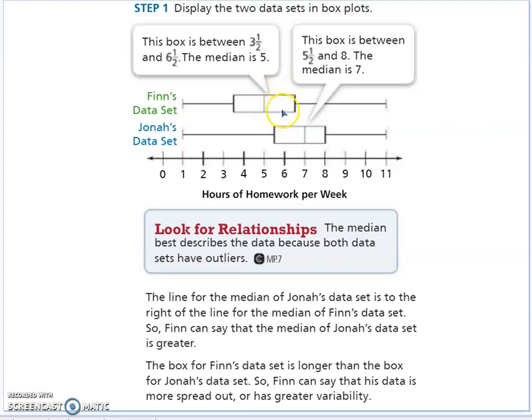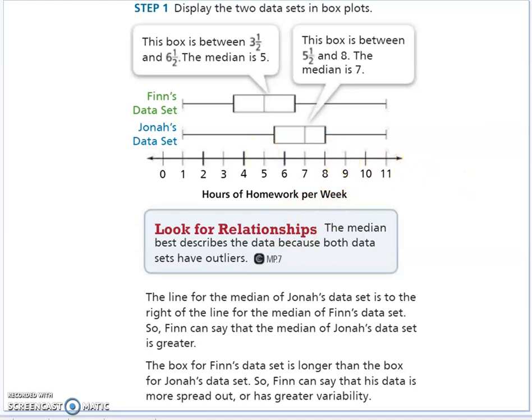Okay, so therefore we can make these comments. We notice that the minimums are both 1. Notice how the box for Finn is closer to the minimum. That means that minimum is closer to the regular data. So this number 11 is outside. Then we can say the same thing about Jonah's. Jonah's data set has a minimum at 1, which is really far away from the box. Okay, so we want to notice those types of things as well.